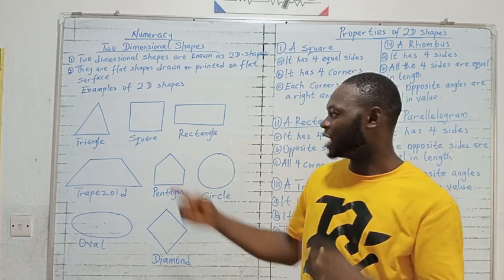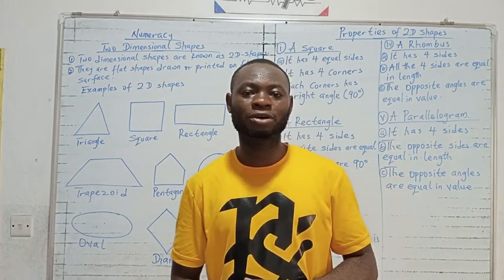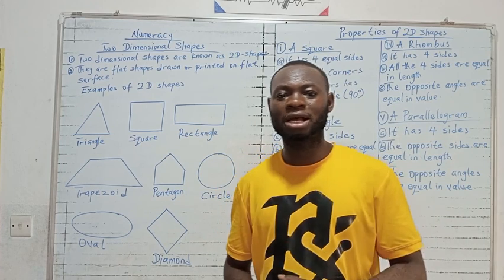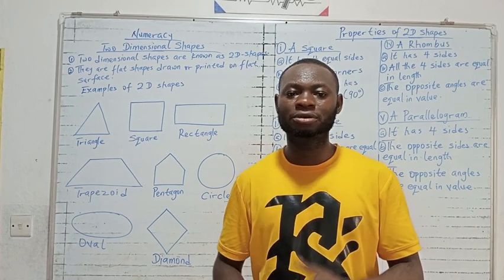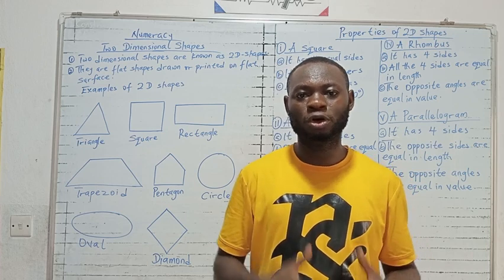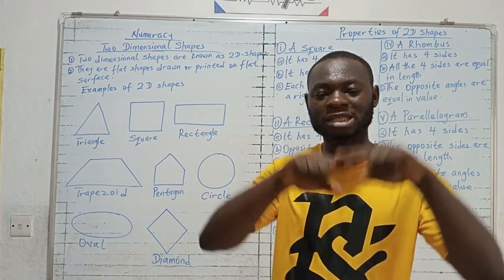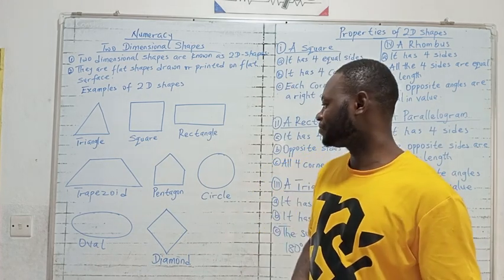Just like triangle. Triangle is the surname of all three-sided shapes. Because in triangle, you now have isosceles triangle, right angle triangle, equilateral triangle, scalene triangle, and so on and so forth. Triangle is the surname. Quadrilateral is the surname for all shapes that have four sides.